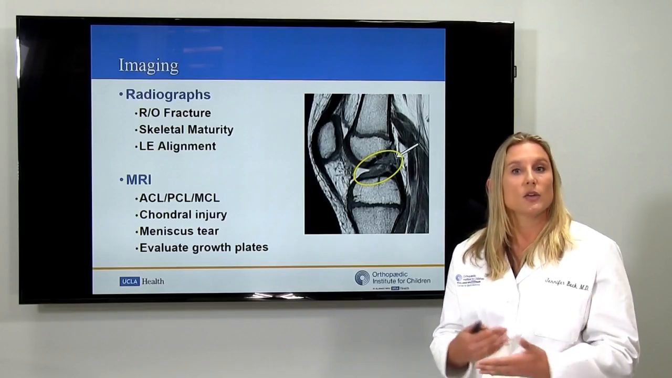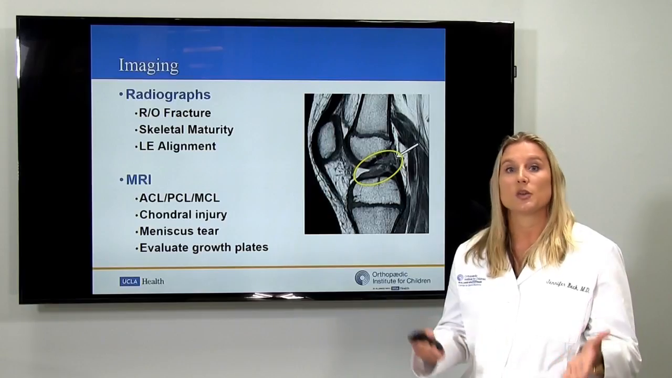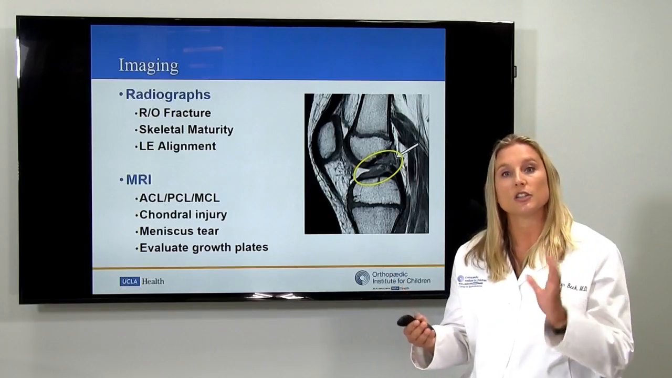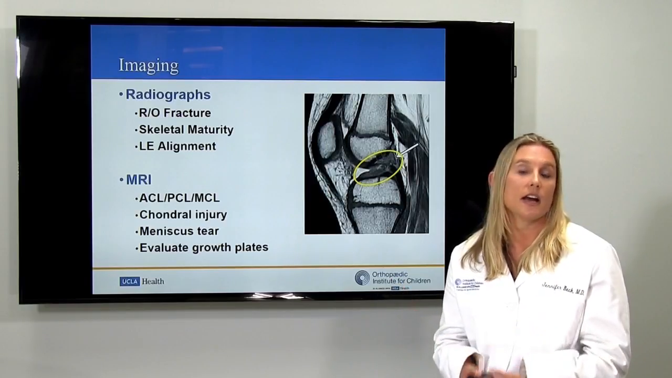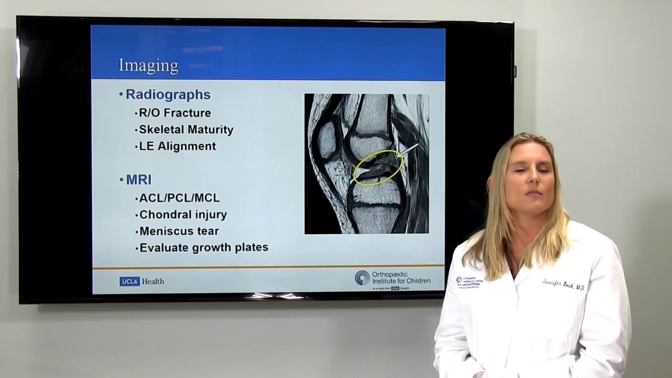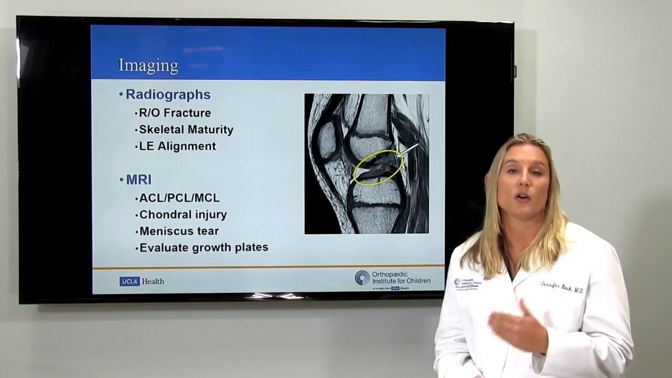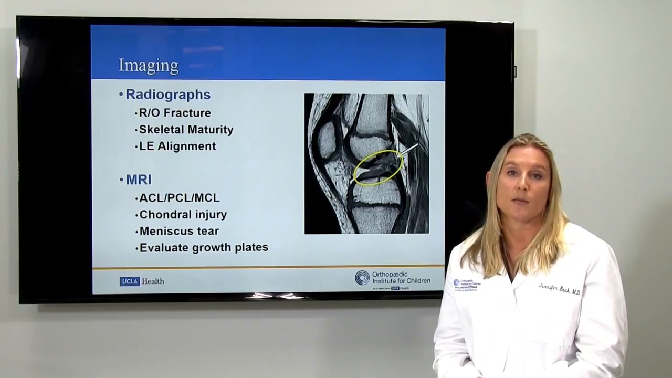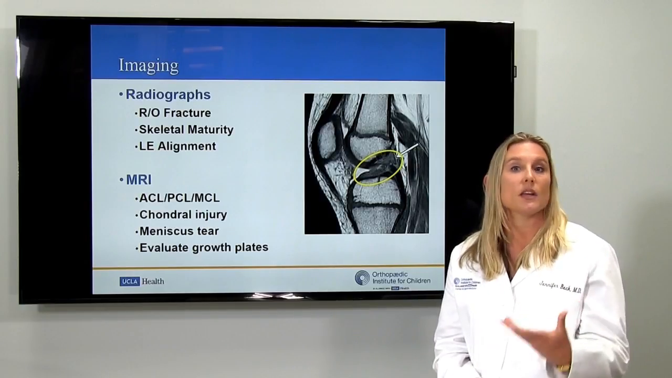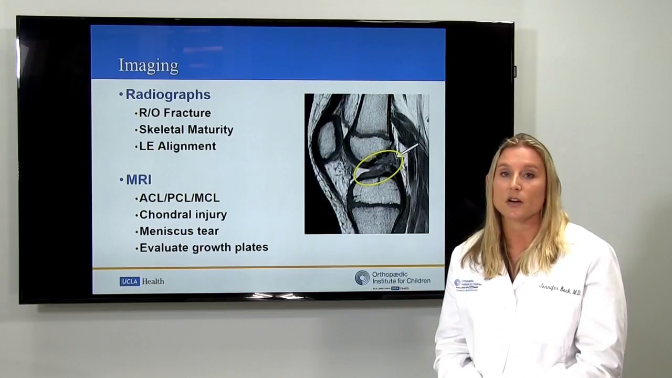Not only do I want to look at that ACL, but I also want to see if there's any damage to the cartilage on the outside of the bones. Was there any meniscus damage? The meniscus is a shock absorber cartilage that sits between the two bones that is very often injured at the time of an ACL injury, and that's something that may also have to be addressed in the future.